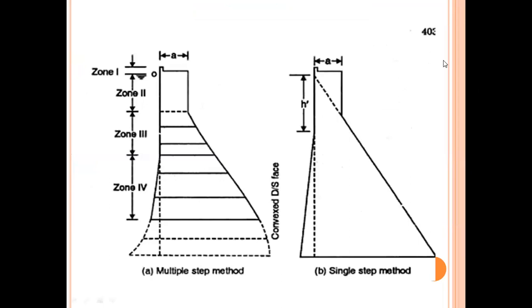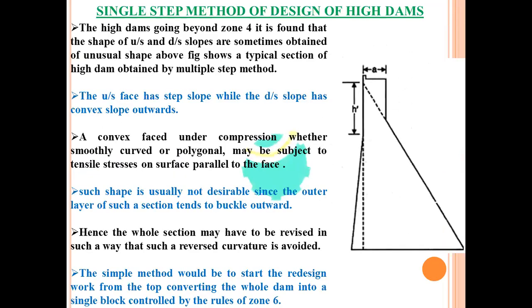So this is the multiple step method. In the multiple step method, we are dividing the gravity dam into different zones depending on the shapes of the dam. In the single step method, we consider a single stretch. Now we are discussing the single step method of design of high dams.